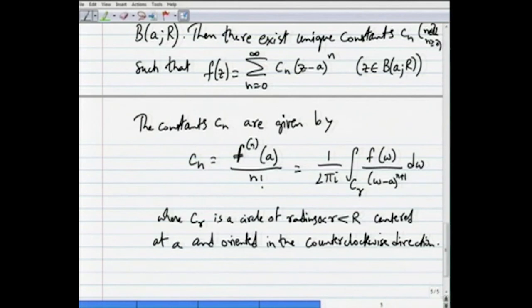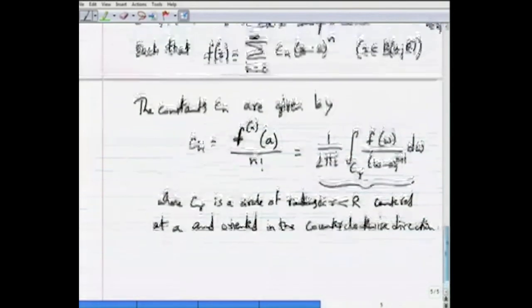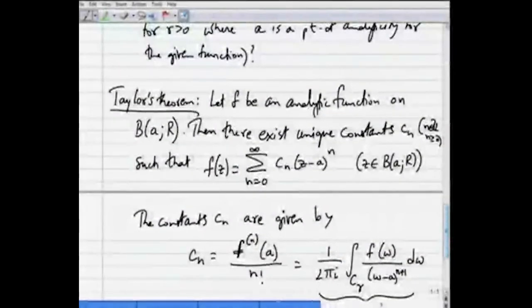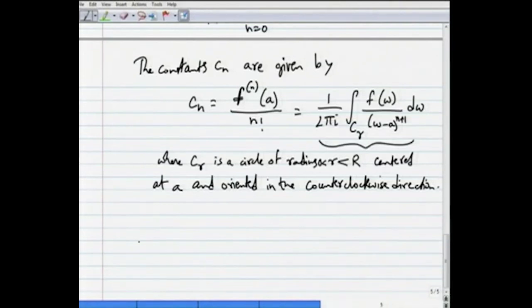And by Cauchy's integral formula for the nth derivatives, we know that the nth derivative of f at A divided by n factorial is precisely the expression on the right hand side. So that's the statement of Taylor's theorem. It not only tells us that an analytic function is locally expressible as a power series, but also that the constants C_n in the power series are given by the nth derivative of f at A divided by n factorial.